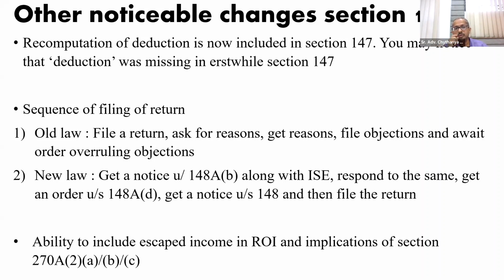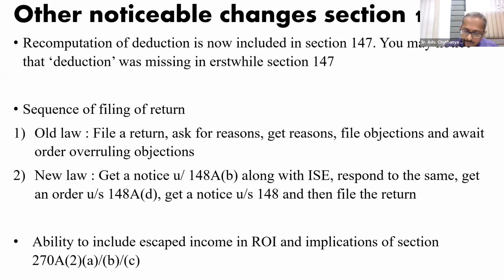Under the new regime, it is not so. First, you get a notice under 148AB. The EO is expected to supply to you the information suggesting escapement. He is also expected to supply to you the result of the inquiry which you would have conducted under 148A(a). You will have to respond to the same, get an order and get a speaking order under 148AD. Then you get a notice under 148.